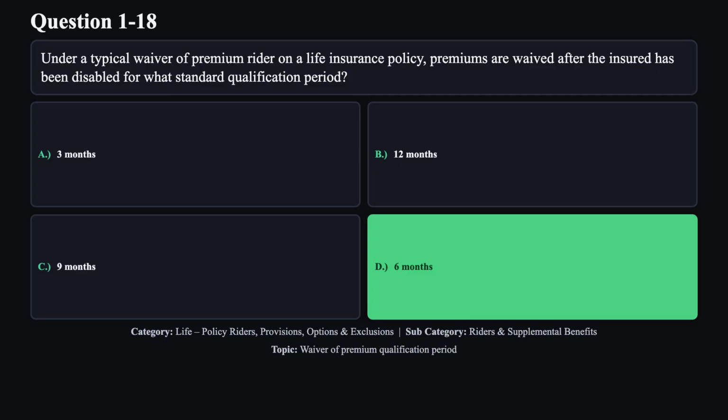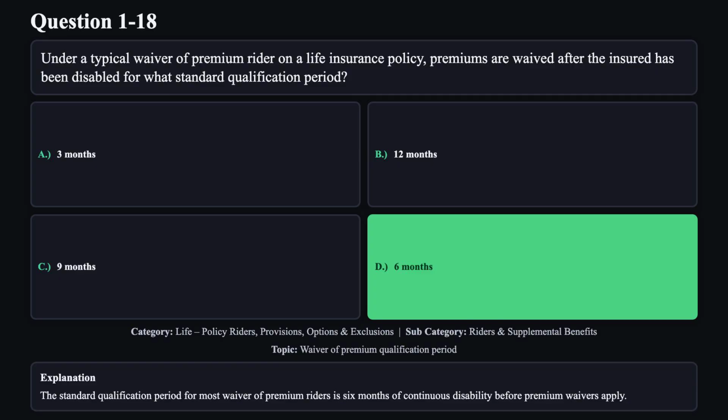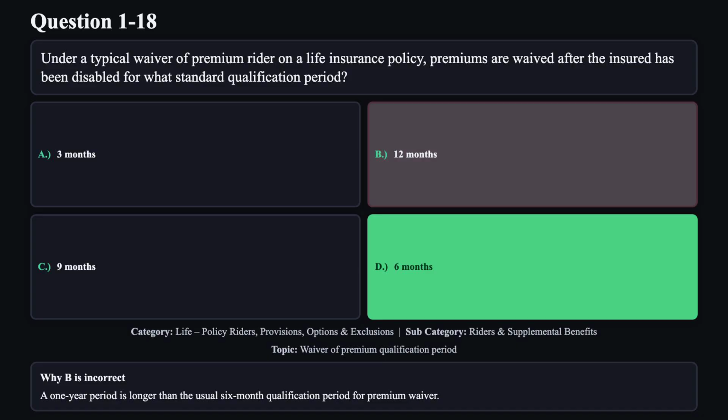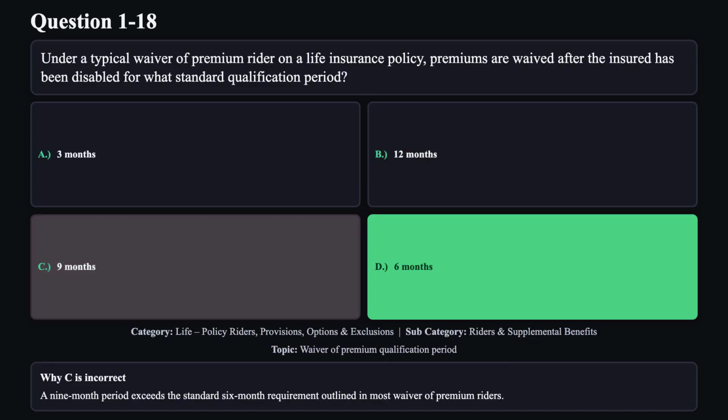The correct answer is D. The standard qualification period for most waiver of premium riders is 6 months of continuous disability before premium waivers apply. Reason A is not correct. A 3-month waiting period is shorter than the typical 6-month qualification period required. Reason B is not correct. A 1-year period is longer than the usual 6-month qualification period for premium waiver. Reason C is not correct. A 9-month period exceeds the standard 6-month requirement outlined in most waiver of premium riders.